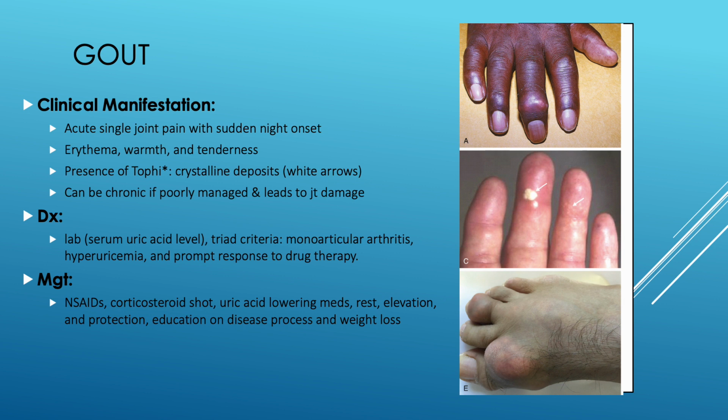It is diagnosed with lab tests, serum uric acid level measurement, which is often elevated in gout, or the triad criteria for diagnosis, which is monoarticular arthritis, so inflammation of a single joint, hyperuricemia, which is elevated uric acid levels, and prompt response to drug therapy such as NSAIDs.